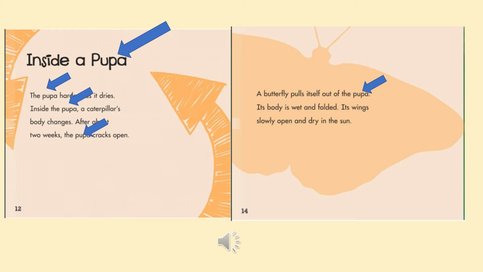So if I'm trying to figure out the focus of those 2 pages, that section of text, I need to think about what words repeated. And I heard the word pupa over and over again, so I know the focus of this section is about the pupa.